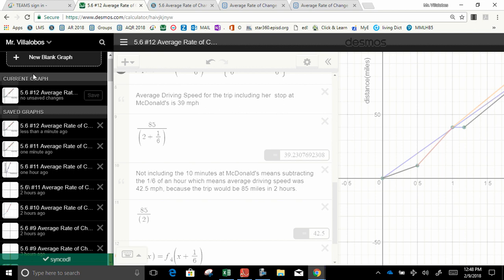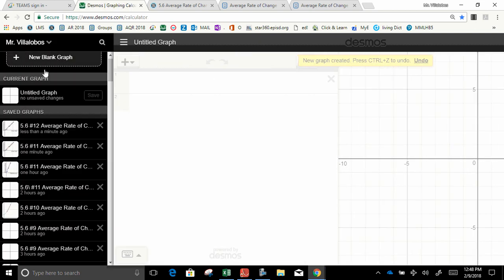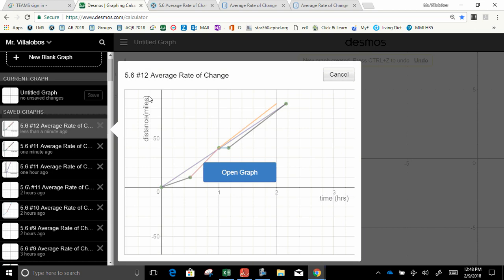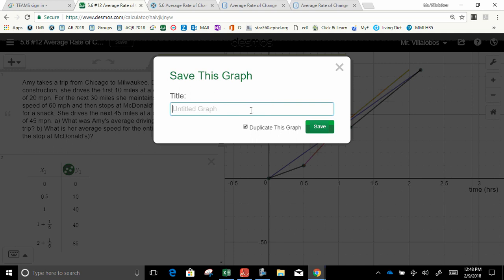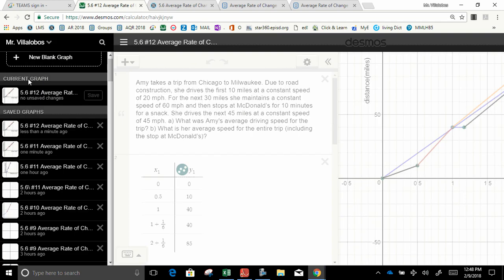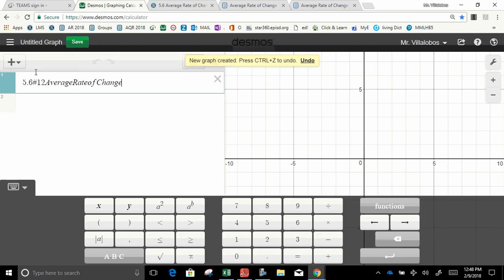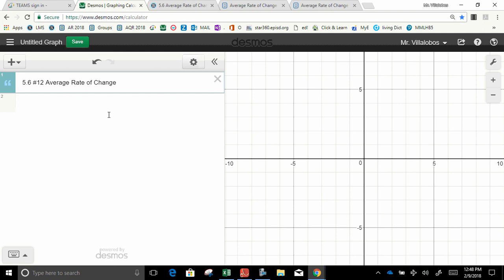Splat. Glitter. Like glitter. Okay, actually, I want the new blank graph. Okay, and this has to be a note. And get rid of that.